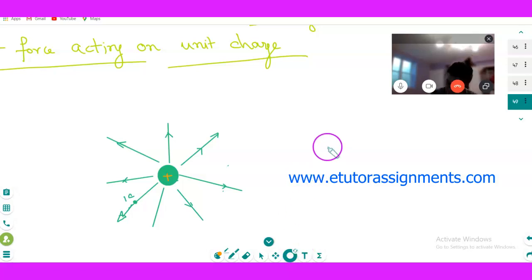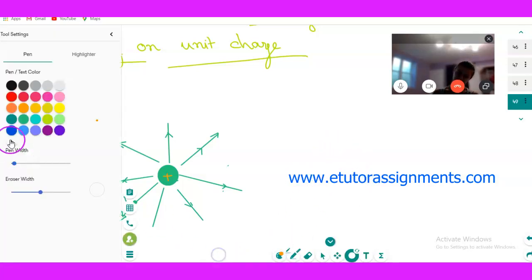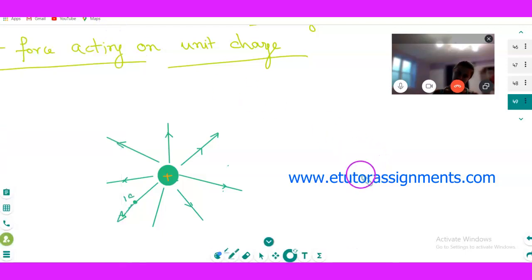See, just try to draw the electric field due to this negative charge. Can you draw? It's going to be the same, just going inside. Yes, they are going inside. Correct?